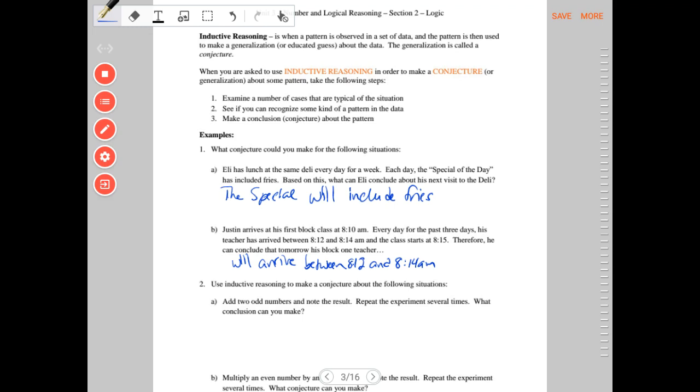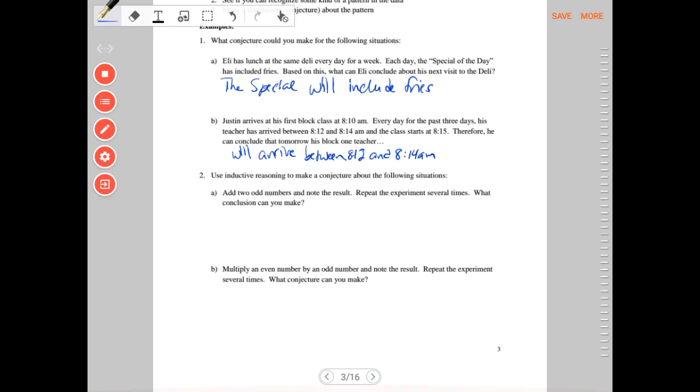Okay, isn't this fun so far? It's kind of a weird and different type of math, but it's still math, don't worry. Number 2, use inductive reasoning to make a conjecture about the following situations. Add 2 odd numbers and note the result. Repeat the experiment several times. What conclusion can you make?